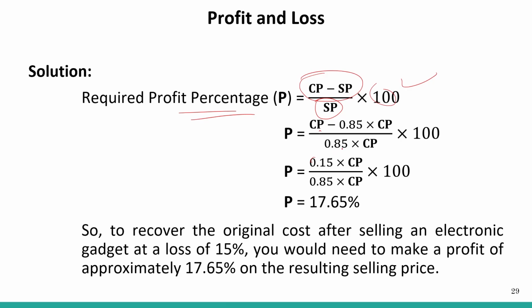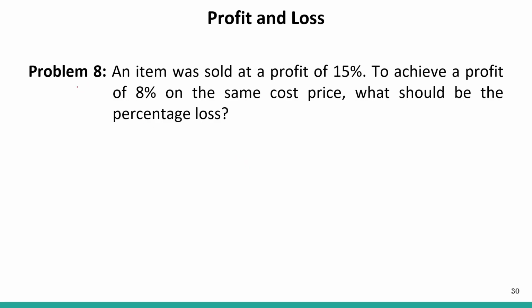So multiplying with this, what we are left with is 17.65%. So on the resulting selling price, 17.65% is the profit that we need to make to get the original price back. Okay, so let's see problem number 8.